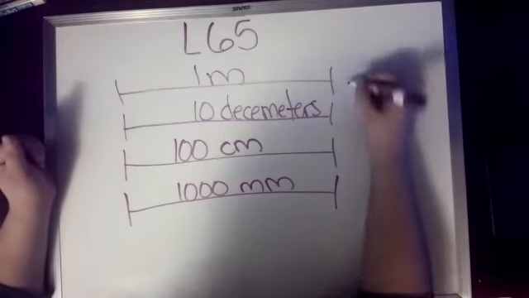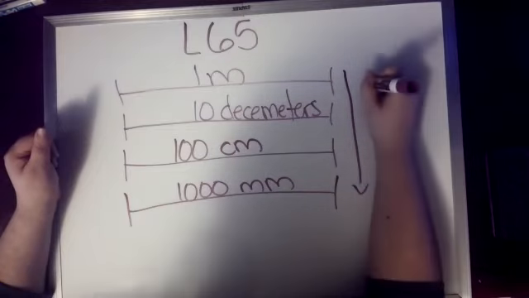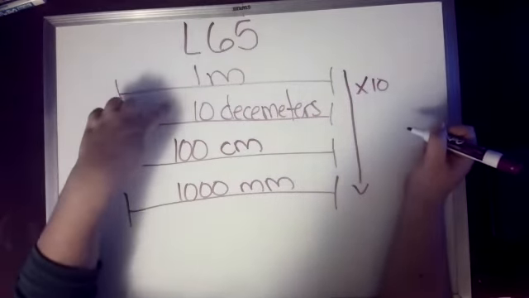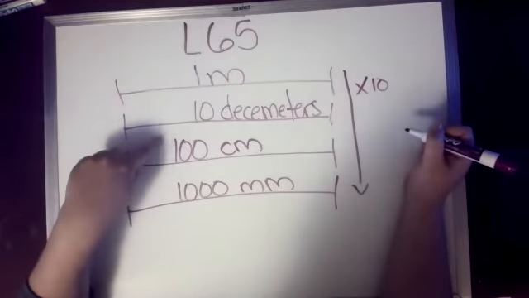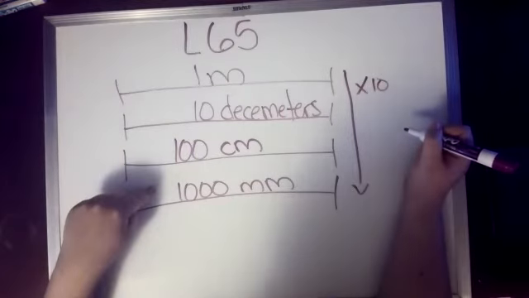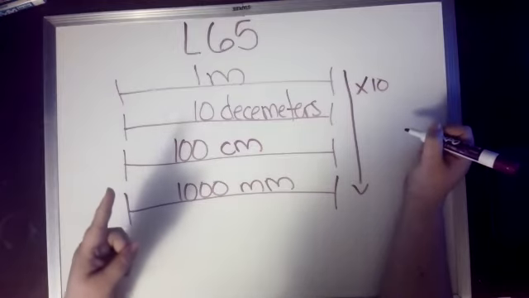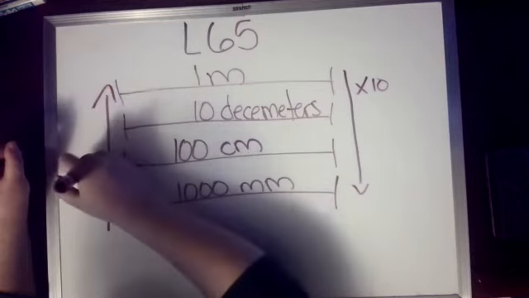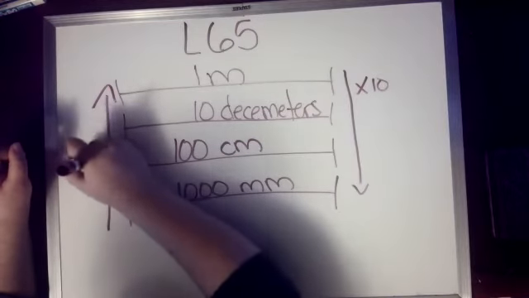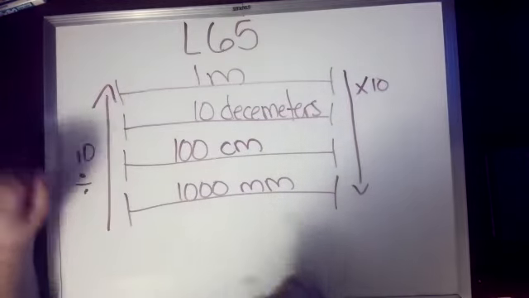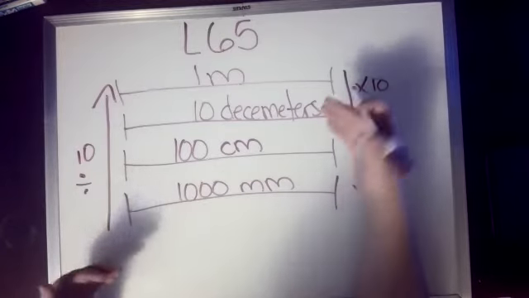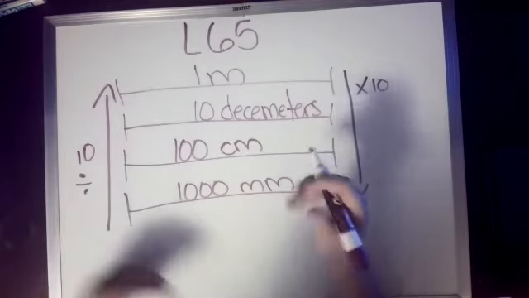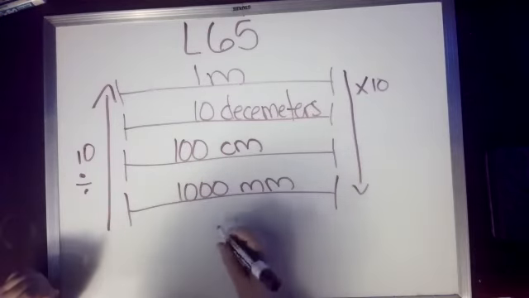Okay, so if you notice, if you go this way, you are timesing by 10, right? A meter is times by 10 to get decimeters, decimeters is times by 10 to get centimeters, centimeters is times by 10 to get millimeters. Now, if I want to go the opposite direction, I have to do the inverse. The inverse of multiplication is division, so I am dividing by 10. Okay, so what this means is that depending on which way I'm going, I can use these to help me convert from each one.